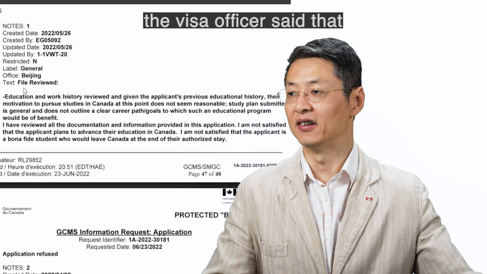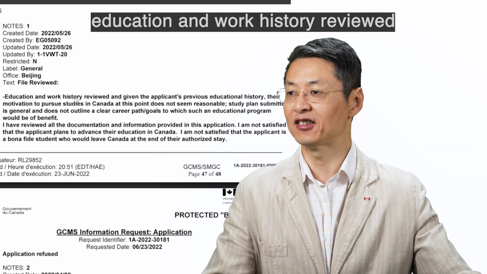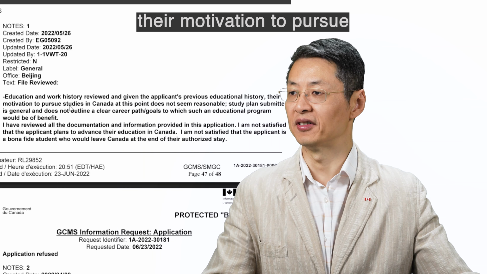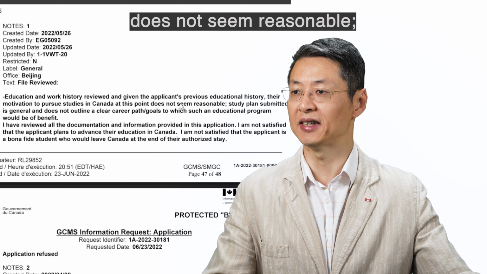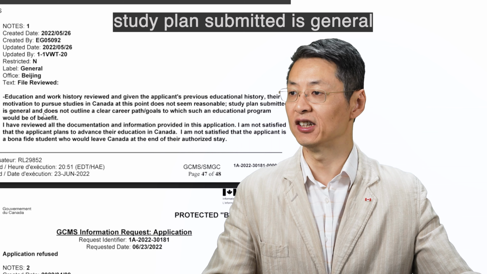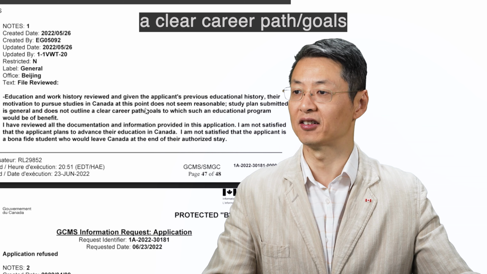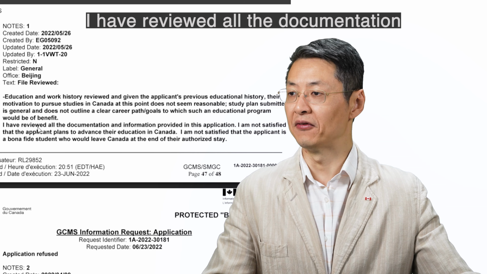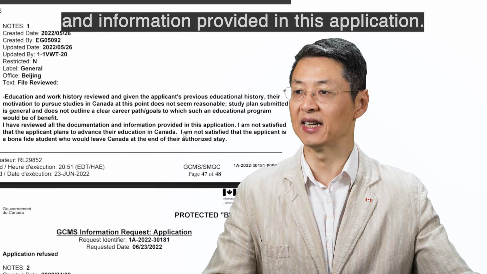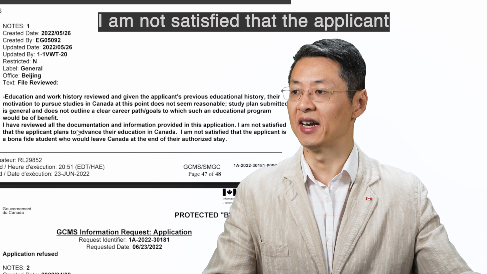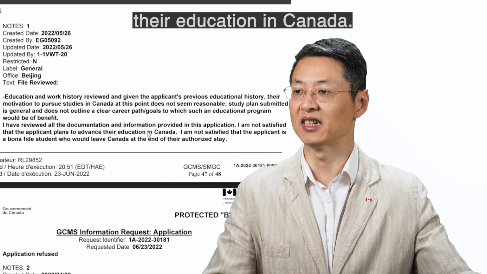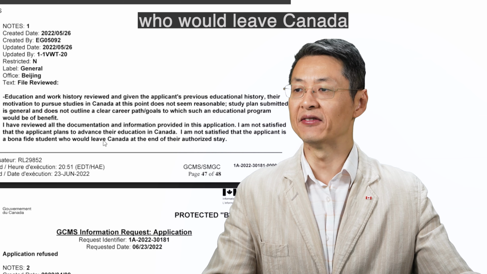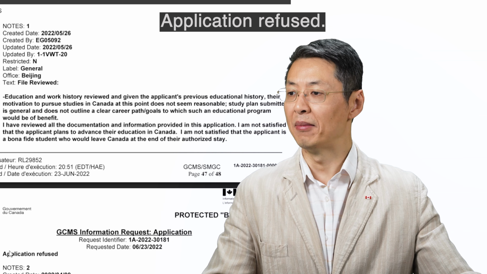As you can see, the visa officer said that education and work history reviewed, and given the applicant's previous educational history, their motivation to pursue studies in Canada at this point does not seem reasonable. Study plan submitted is general and does not outline a clear career path goals to which such an education program would be of benefit. I have reviewed all the documentation and the information provided in this application. I am not satisfied that the applicant plans to advance their education in Canada. I am not satisfied that the applicant is a bona fide student who would leave Canada at the end of their authorized stay. Application refused.